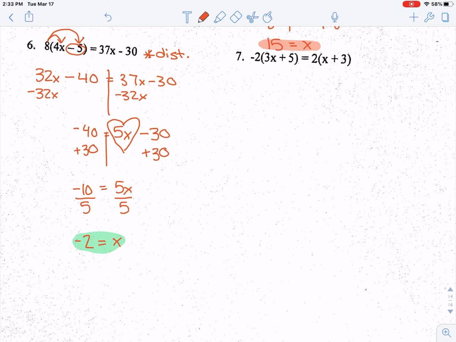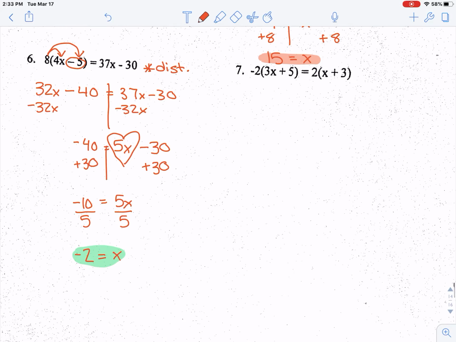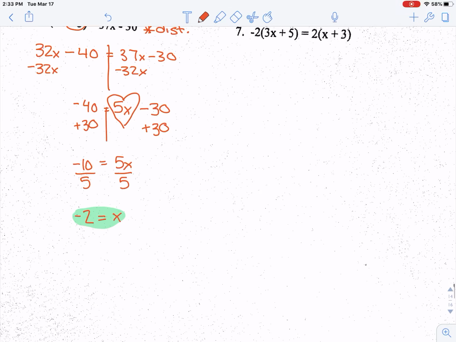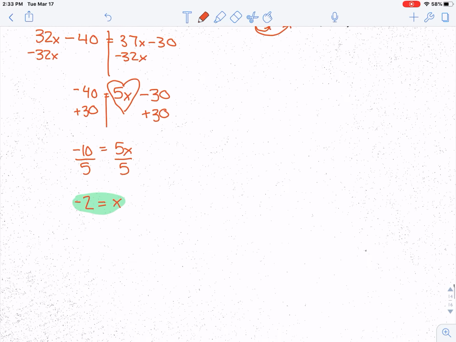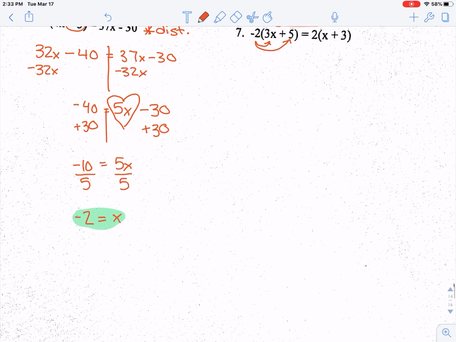So we have another distributive property problem, and you notice we actually have the distributive property on both sides. So my first step is going to be my left side, so negative 2 times 3x is negative 6x. Negative 2 times positive 5 is negative 10. And then same idea over here on my right side. I have 2 times x would just give me 2x, and 2 times 3 would give me positive 6, so plus 6.